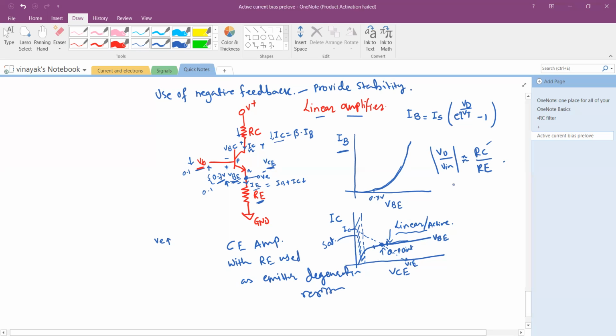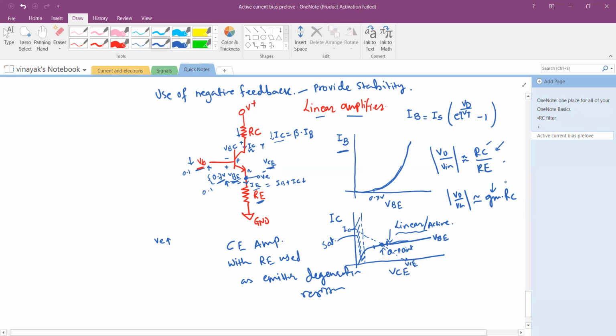And we see that without the emitter resistor, your gain is approximately gm times RC. So it is still dependent on the gm, which is the transconductance of the BJT. So if the transconductance varies, your gain is likely to vary. But in this case, with RE introduced in the circuit, your gain is purely set by the ratio of resistors, and therefore it is independent of the intrinsic parameters of the BJT.